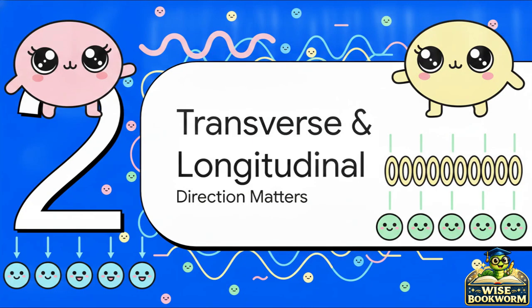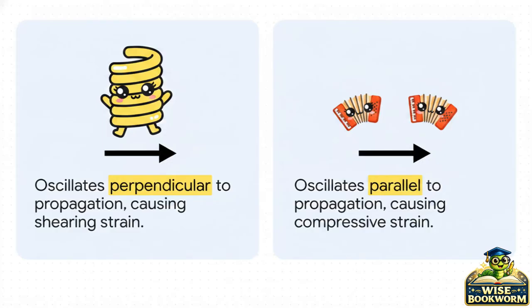Moving on to Section 2, transverse versus longitudinal waves, where direction really matters. Let's explore how the actual materials of a medium behave when a wave forces its way through. Generally, the particles do one of 2 things. First up are transverse waves. Here, the material oscillates perpendicular to the direction the wave is actually traveling. It's like plucking a guitar string. The wave travels down the neck, but the string itself vibrates up and down. This creates what's called a shearing strain, which is why we mostly see this in solids.